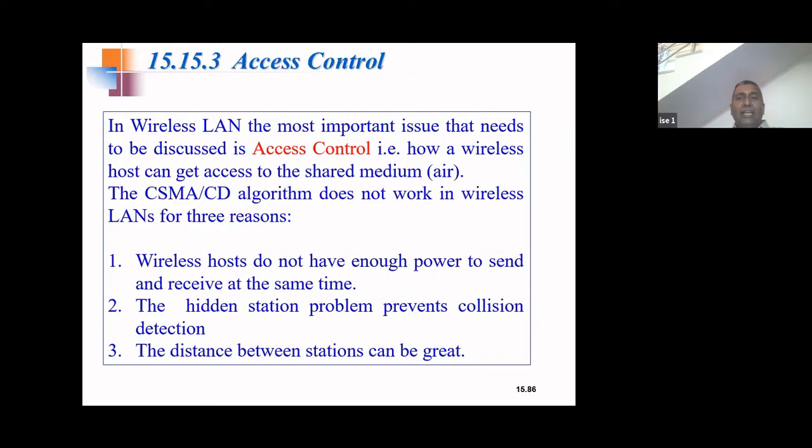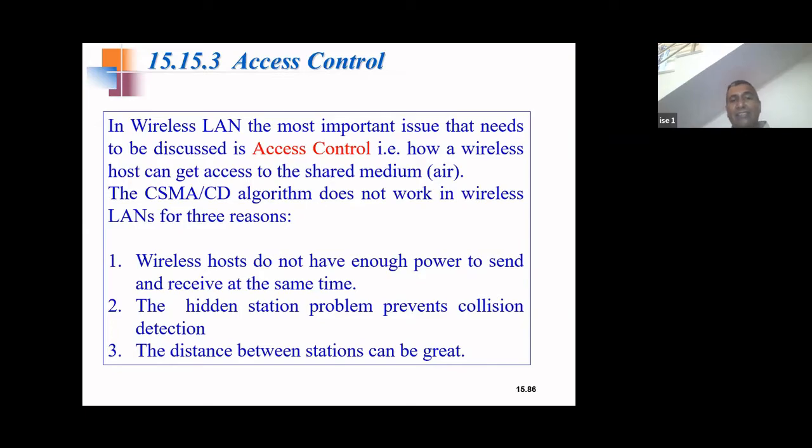So, how can a wireless host access the shared medium, and the shared medium here happened to be air, right? And CSMA/CD does not work in wireless LAN because CSMA/CD was meant for wired LAN. Why will it not work for wireless LAN?